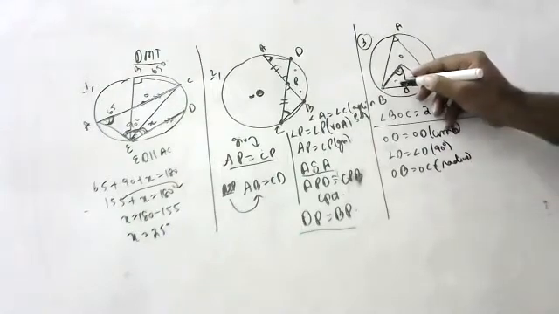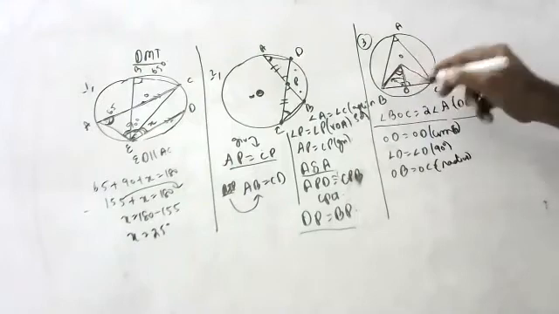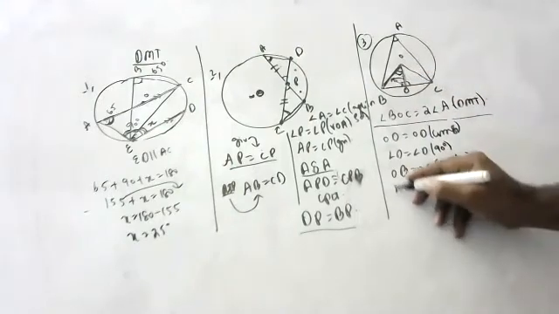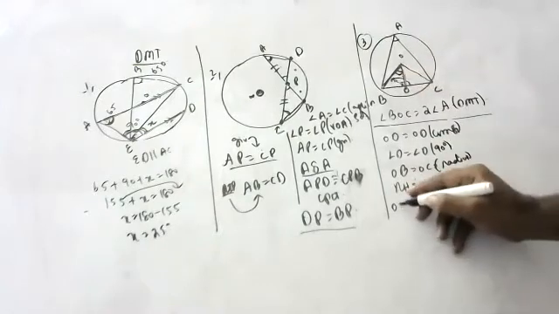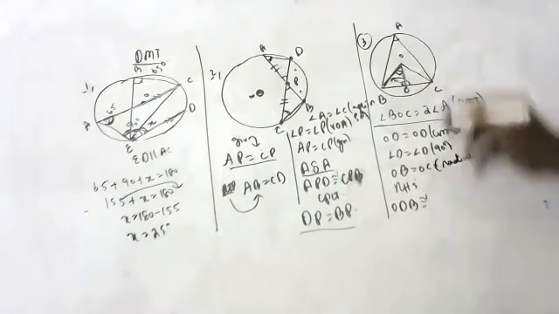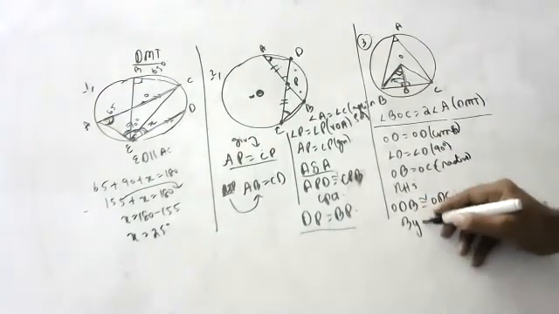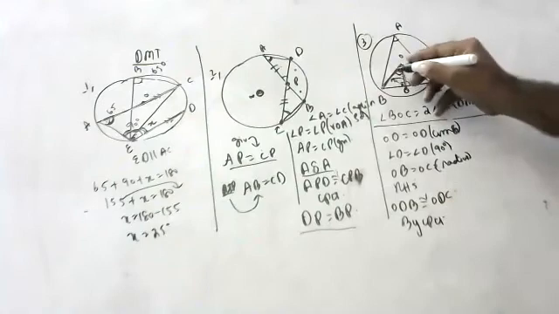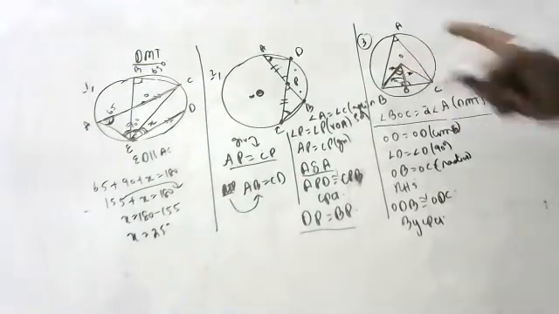Not SAS. RHS. Right angle, hypotenuse, side. By RHS congruency, what can we say? Triangle ODB is congruent to triangle ODC. By CPCT, what can we write? This angle is equal to this angle. Yes or no? By CPCT, this and this are equal.